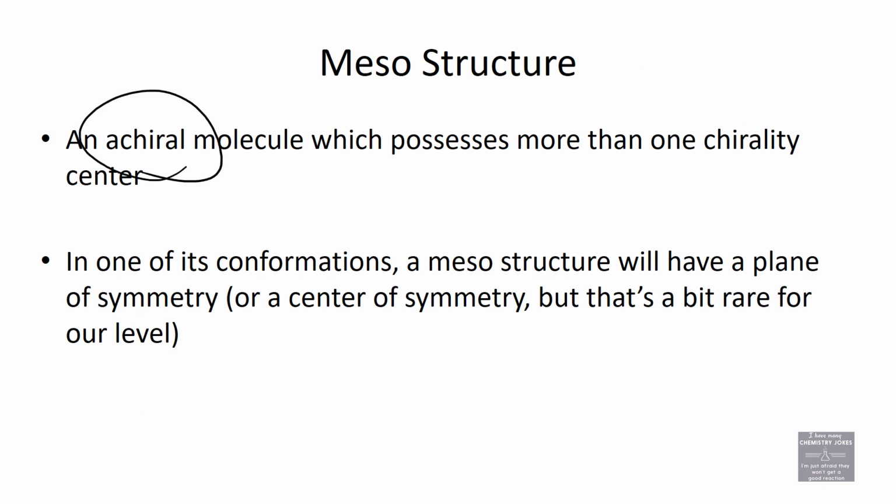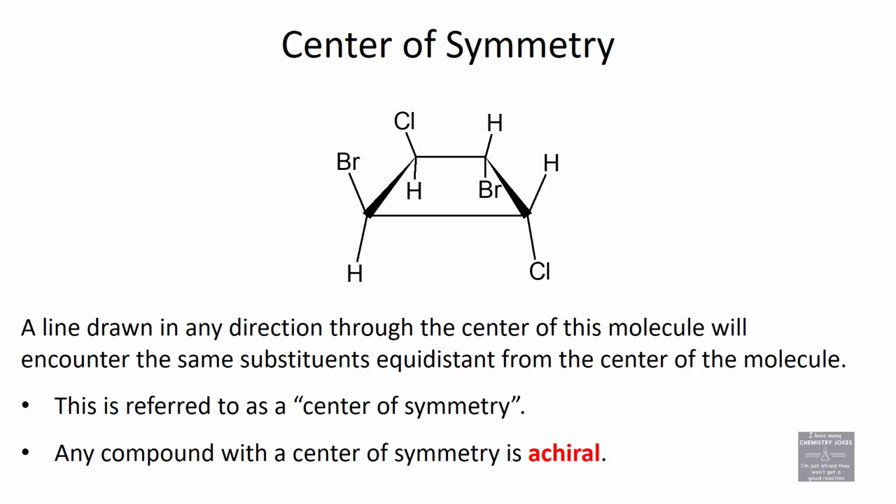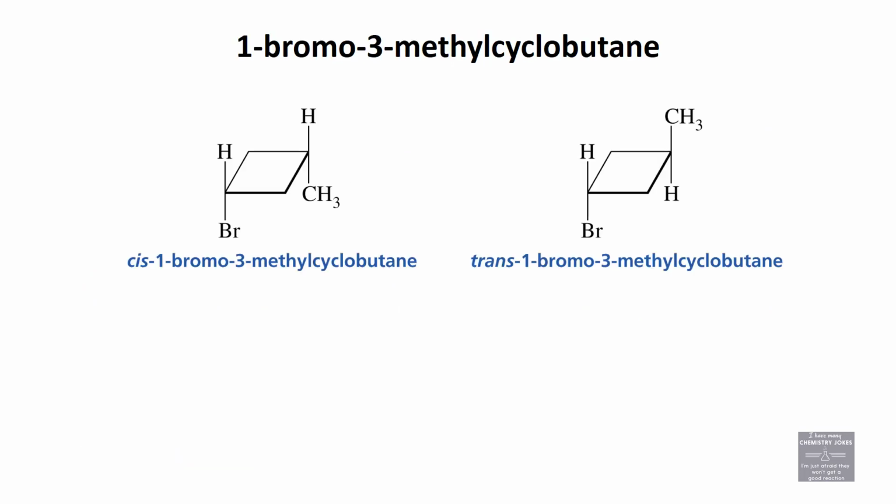So there's my definition again. We said mesos are achiral. Yeah, that's a thing. This talks about a center of symmetry. Well, here's the definition of what a center of symmetry is. I can feel good about myself for saying that at least once. There we go.